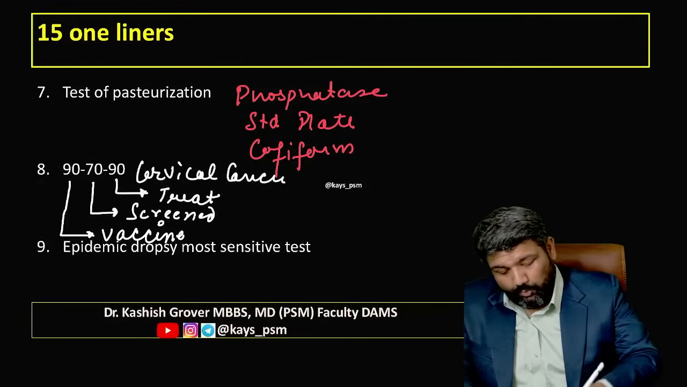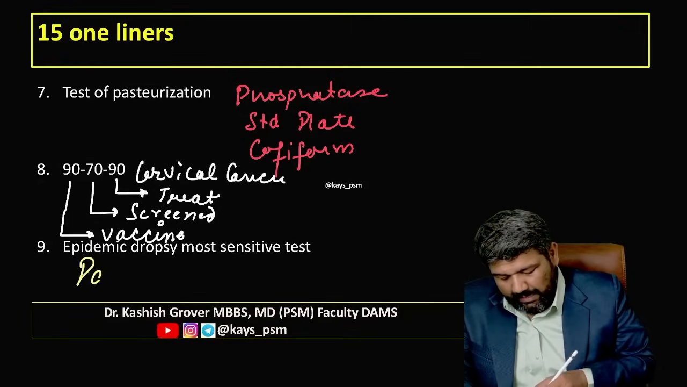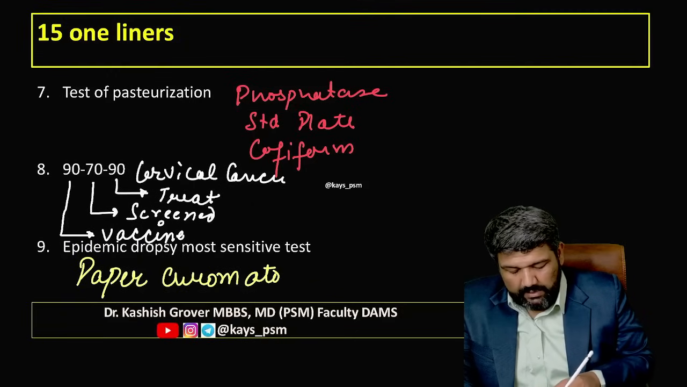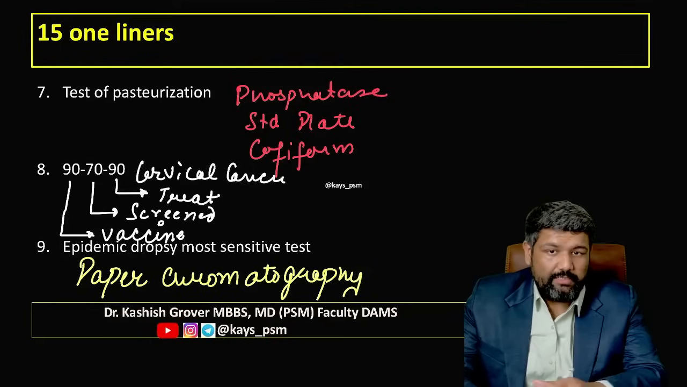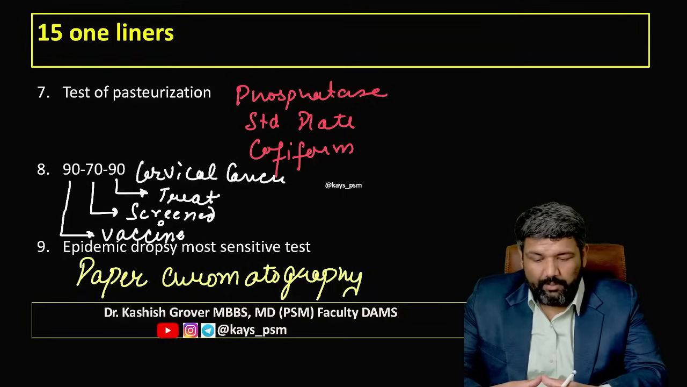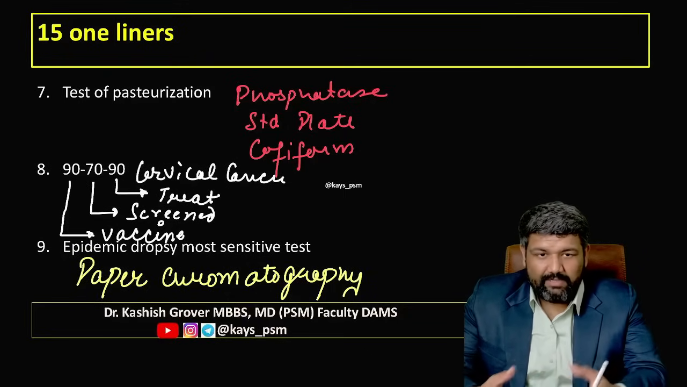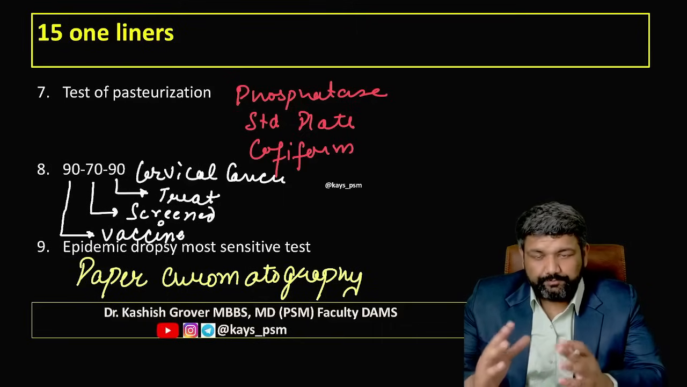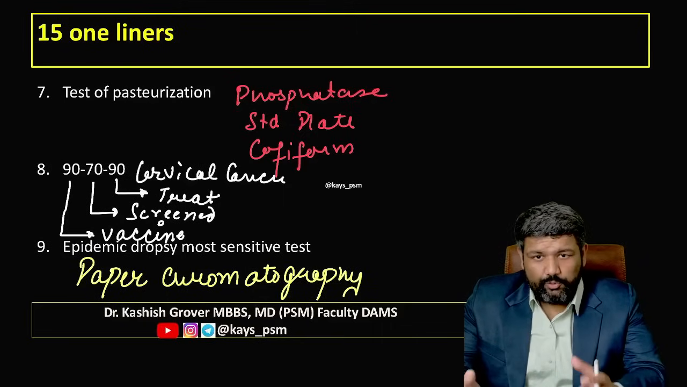Epidemic dropsy, most sensitive test is paper chromatography. This is a NEET-PG 24 question. Paper chromatography is the most sensitive test for epidemic dropsy. What is the other test for epidemic dropsy? That is the nitric acid test. Which is most commonly used? Nitric acid test. These two tests are used for epidemic dropsy.